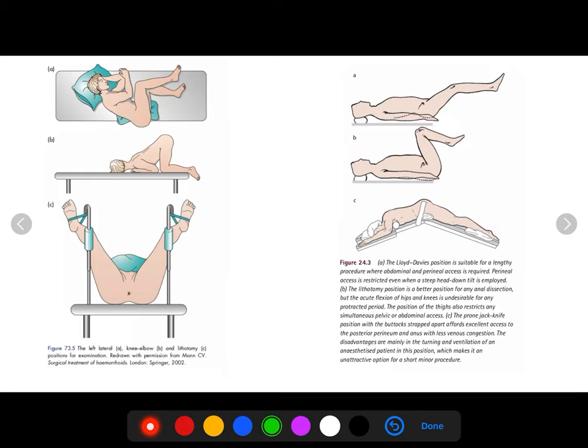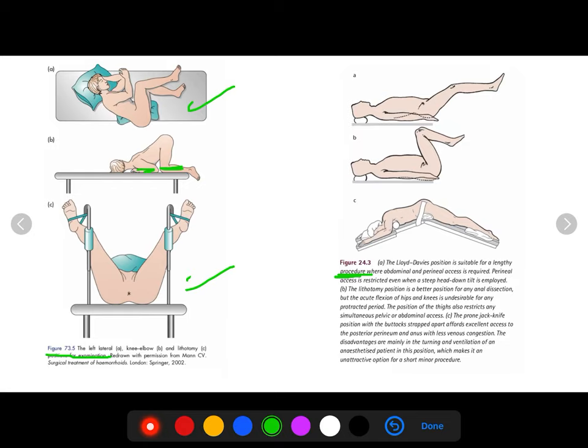In this slide, you can see on the left the positions for examination of the anal canal. Left lateral position, the above knee elbow position, and lithotomy position. On the right, you can see the positions for the procedure when we want to do an operation to anal canal for anal pathology. These are the positions suitable for the operations.